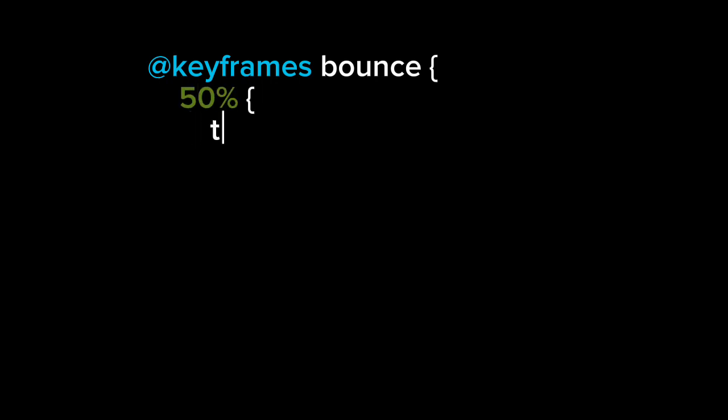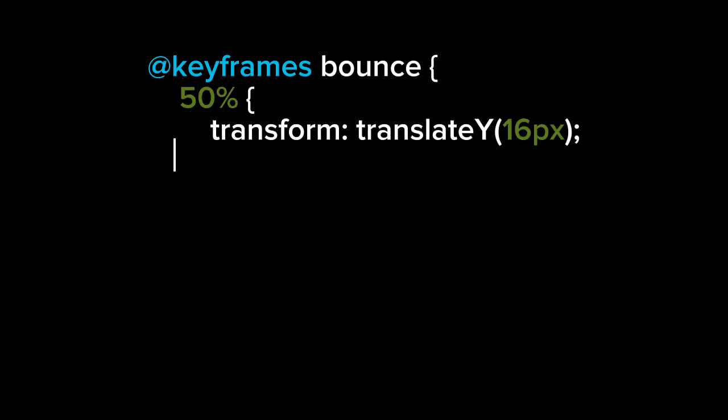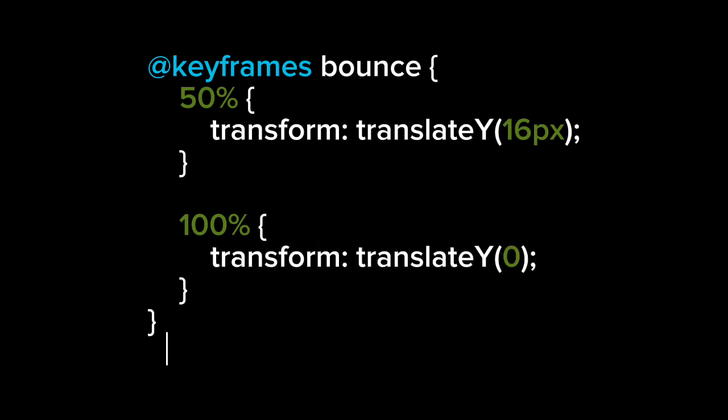Finally, we define the keyframes animation called bounce. It animates the dots by moving them up and down. This creates a bouncing effect, giving a dynamic feel to the preloader. That concludes the first part of our tutorial, where we discussed the HTML structure and CSS styling for the preloader animation. In the next part, we'll dive into the JavaScript implementation.